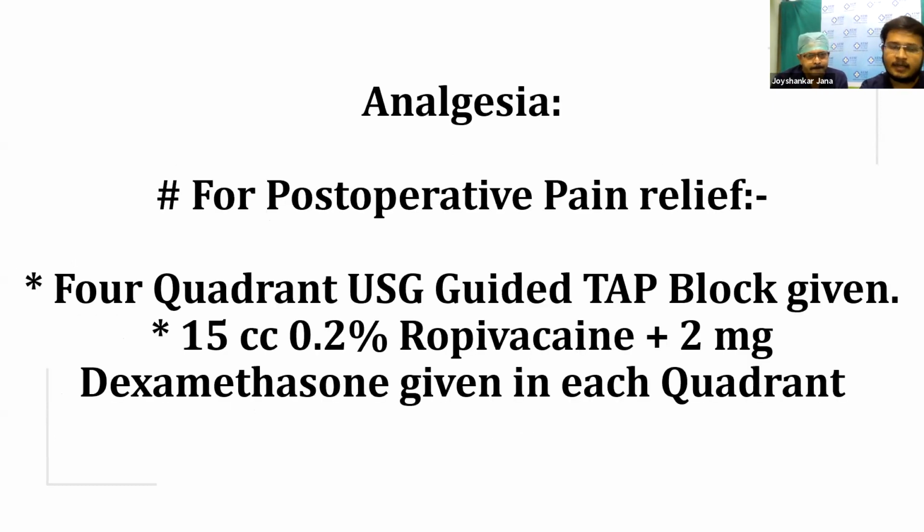So for analgesia, intraoperatively we gave standard Dynapar, tramadol, and paracetamol. But post-operative pain relief is much more important to increase the patient's comfort. So we gave a 4-quadrant USG guided TAP block, 15 cc of 0.2% ropivacaine plus 2 mg dexamethasone in each quadrant to increase the duration of that particular block. So we gave this for the post-operative period.